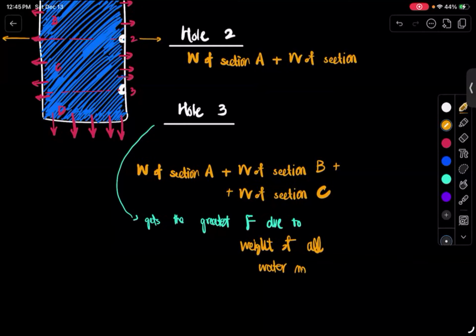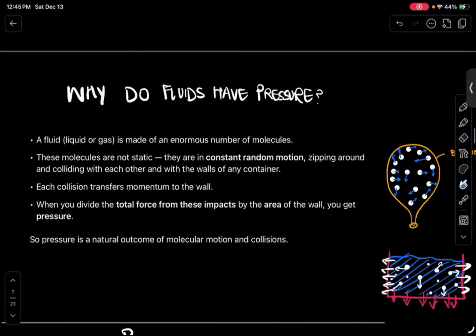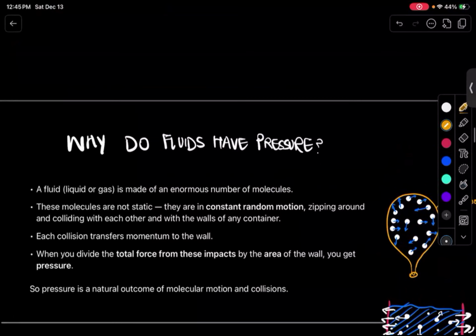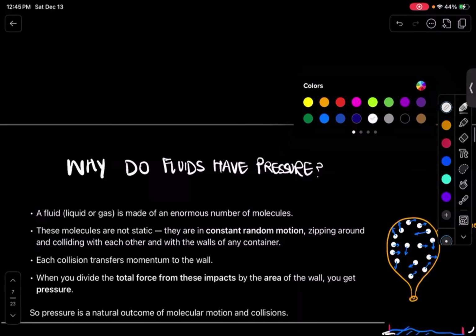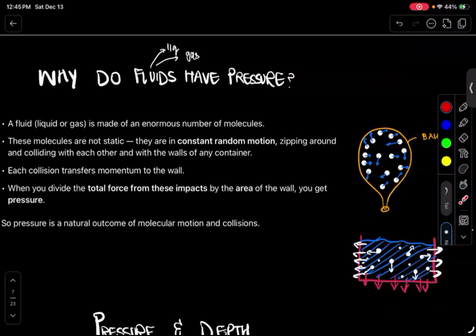water molecules above. Okay, so keep in mind that all fluids exert a pressure in every single direction. If you question why do fluids have pressure, keep in mind, this is not just liquids. Fluids include both gases and liquids. Gases are kind of like an extreme kind of fluid, but they are also counted as fluids because they have very similar properties. Now, why do fluids have pressure? It's a very simple idea.